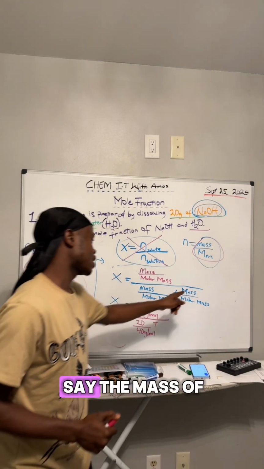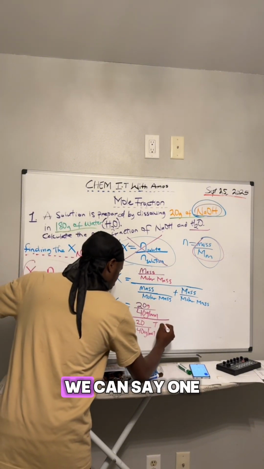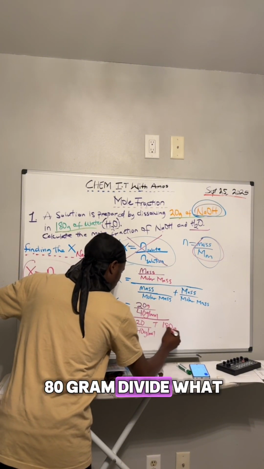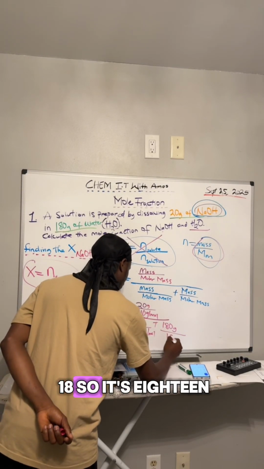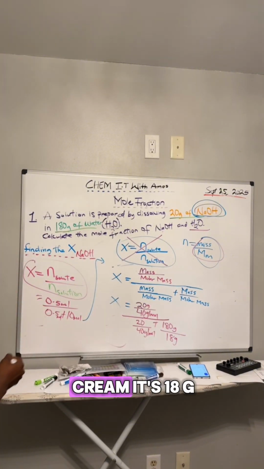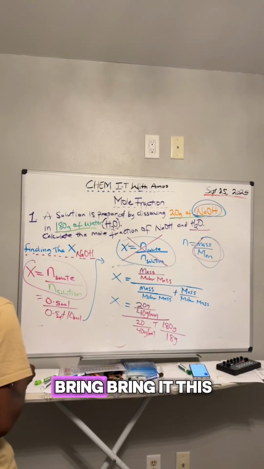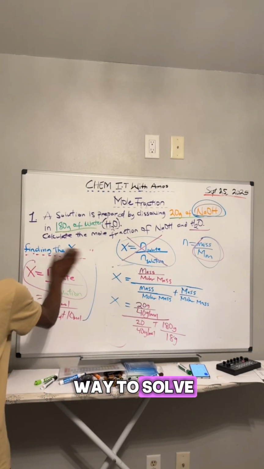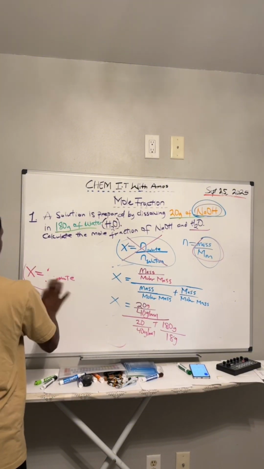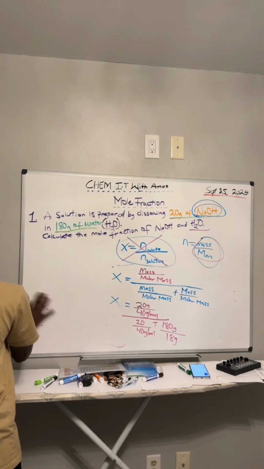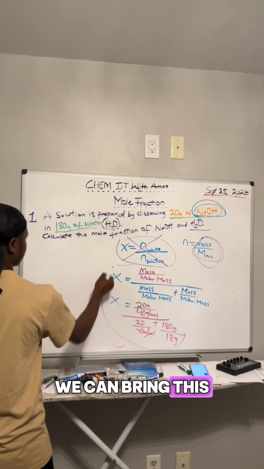So here now we say the mass of the solvent is what? 180. We can say 180 gram divided. What is the molar mass of the solvent water? We say it's 18. So it's 18 gram, right? Okay. So we can now bring it this way to solve. Okay, so we can bring this at this point.